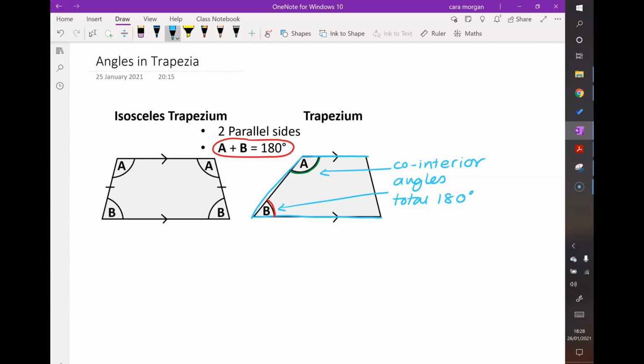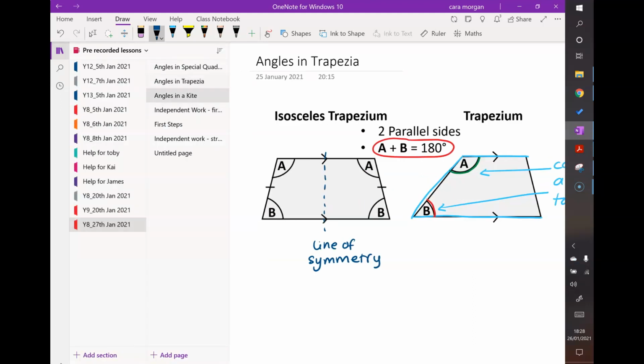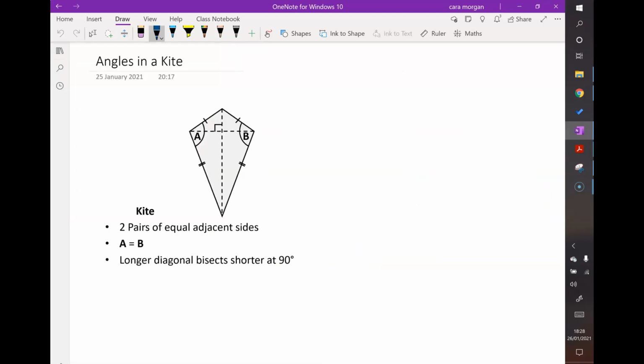If I have an isosceles trapezium, I have that same fact, but I also have another fact to help me, and that is an isosceles trapezium has a line of symmetry. So that can be a clue that I'm going to need today. That means opposite angles are equal. In a kite, if we can remember that line of symmetry really helps us realise that it has a pair of equal angles opposite that line of symmetry.